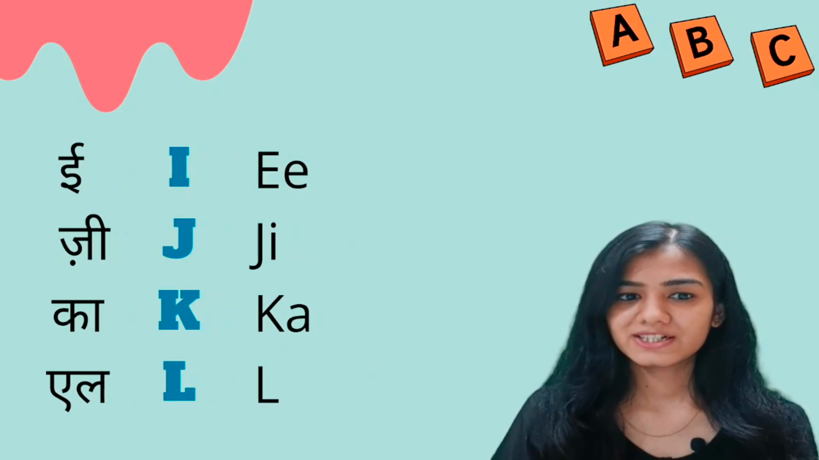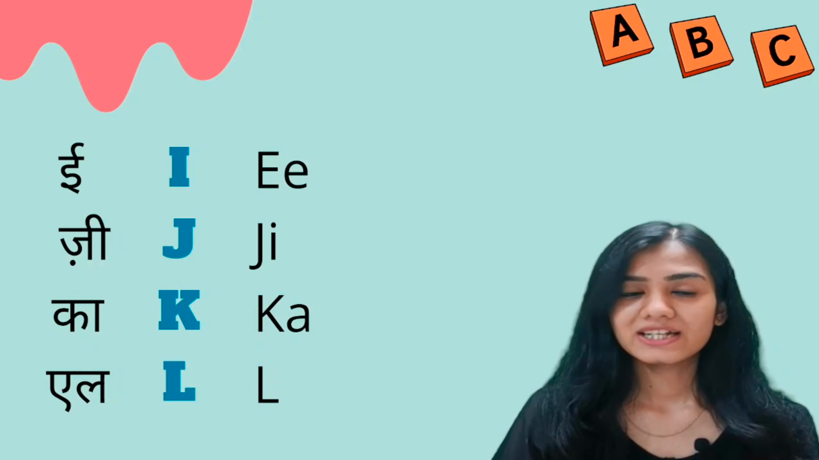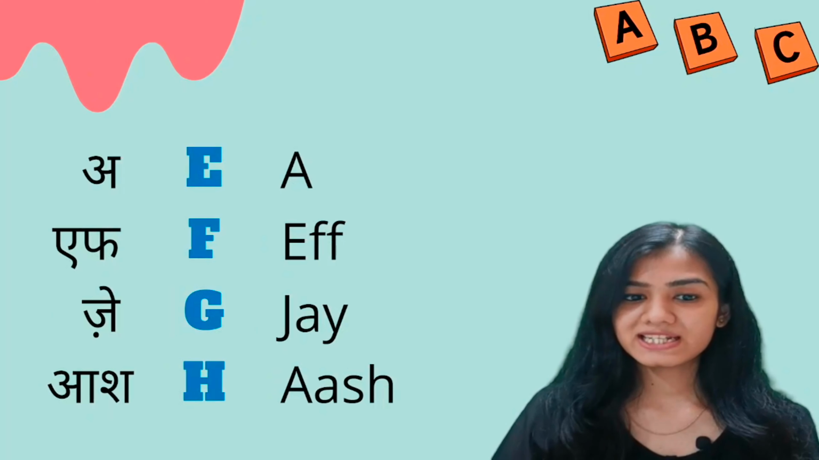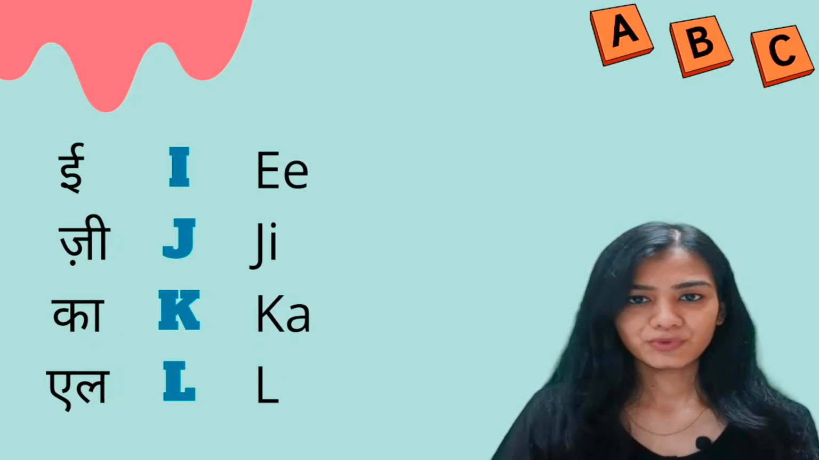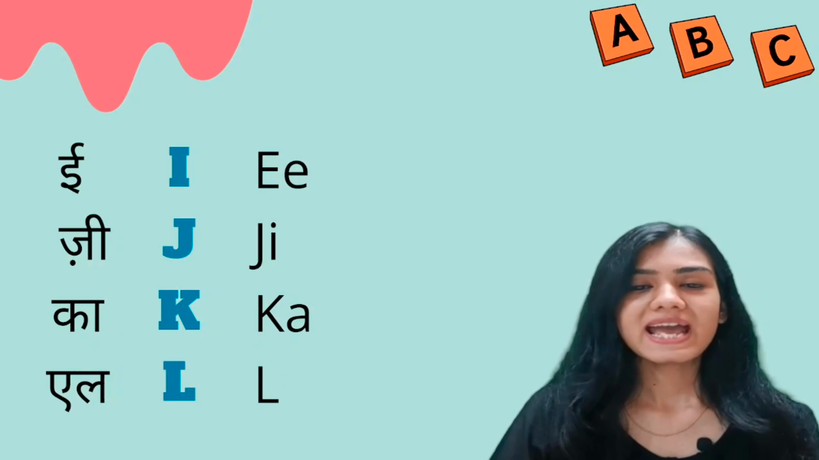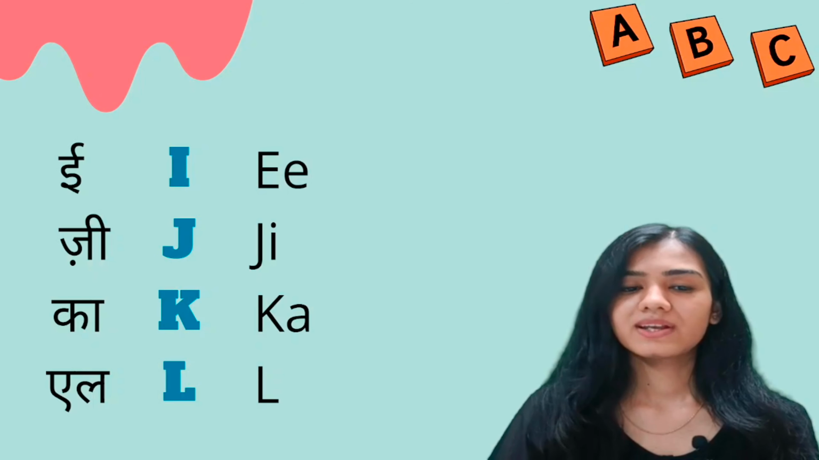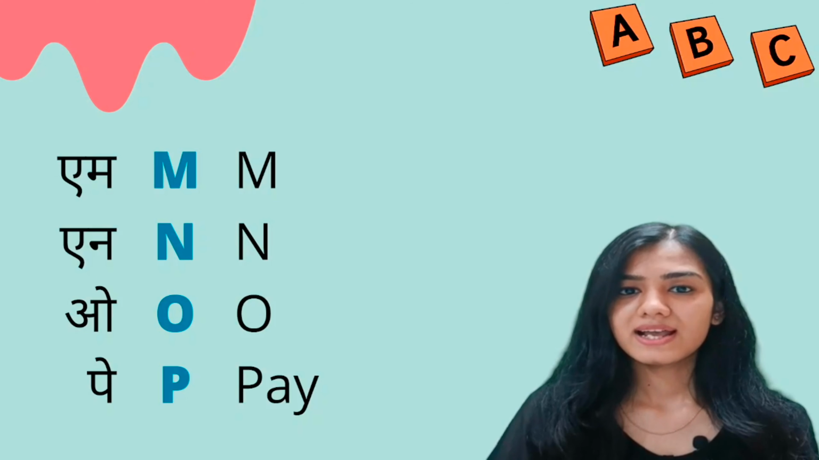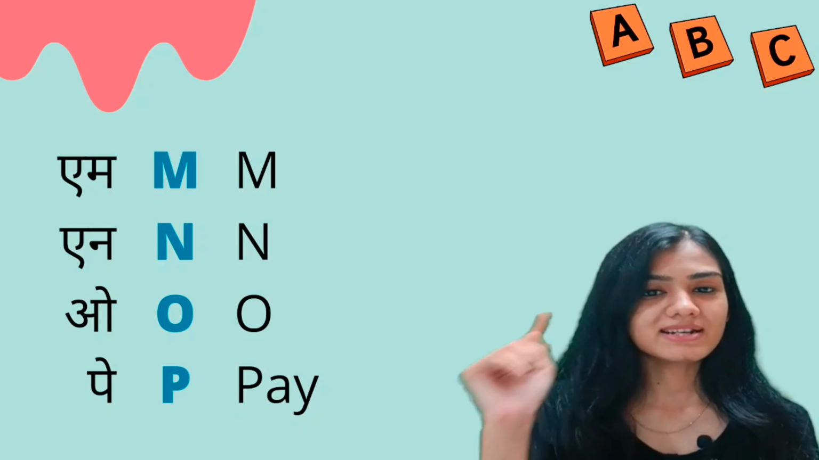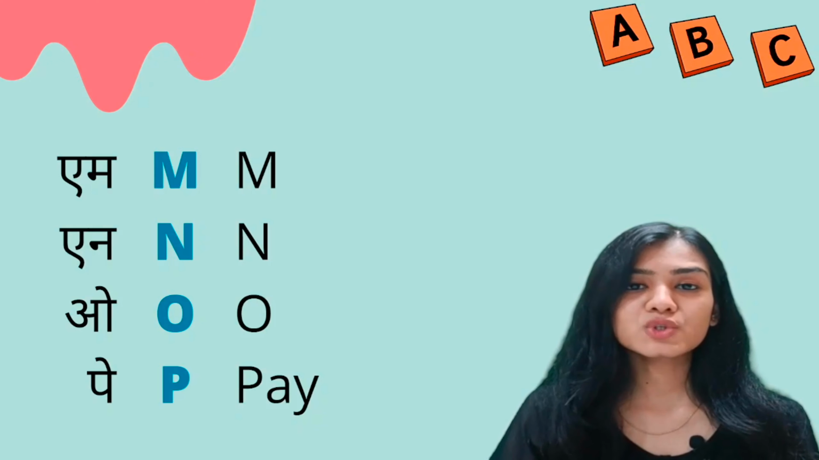H, E, G. So now G is pronounced as J, but J is pronounced as G. Alright? J as G, whereas G as J. K, L, M, N. So these last three letters, L, M and N, we have to stress over the endings.